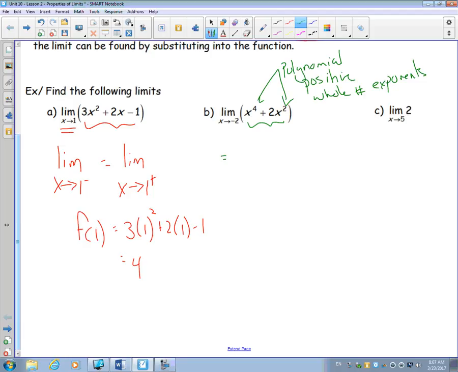Again, I could do the left and right bound if I wanted to, or it's faster to just figure out f(-2). So (-2)^4 plus 2 times (-2)^2. Put it in our calculators and we get 24.